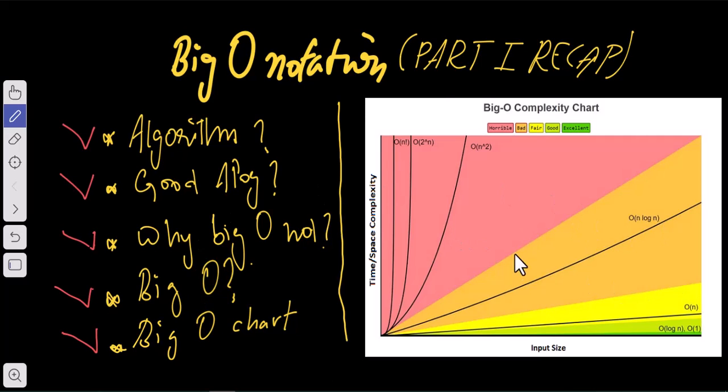Concerning this point, we said that we should always try our best to make our algorithm's complexity fall in this region, the region of excellent to good to fair. Nevertheless, sometimes we might find ourselves in a situation where the complexity is O of n log n, usually referred to as the log linear complexity. But in most cases, we should always try to avoid being in the bad or the horrible complexity.